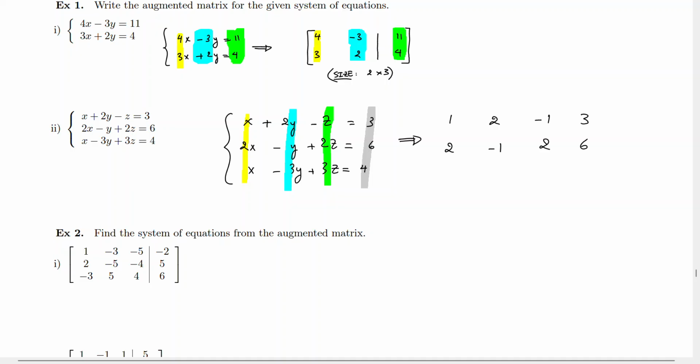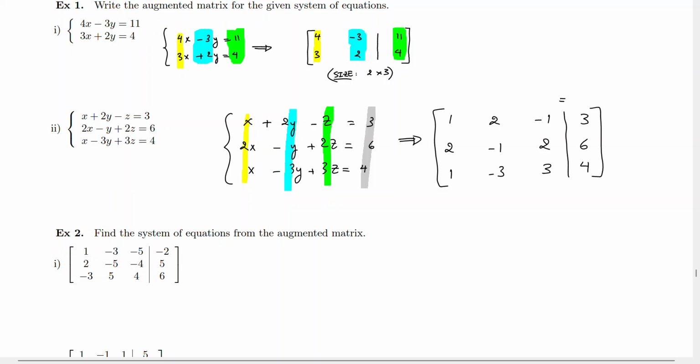The third row has x, which means there's 1x there, -3y, 3z, and finally 4. To finish the process, we'll add the square brackets at the beginning and the end, and the little line to indicate where the equal sign used to go. So my equal used to be here.